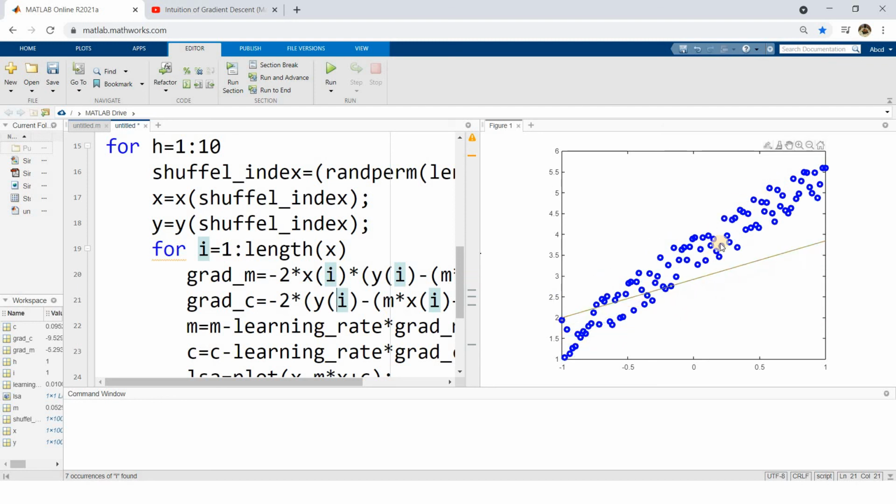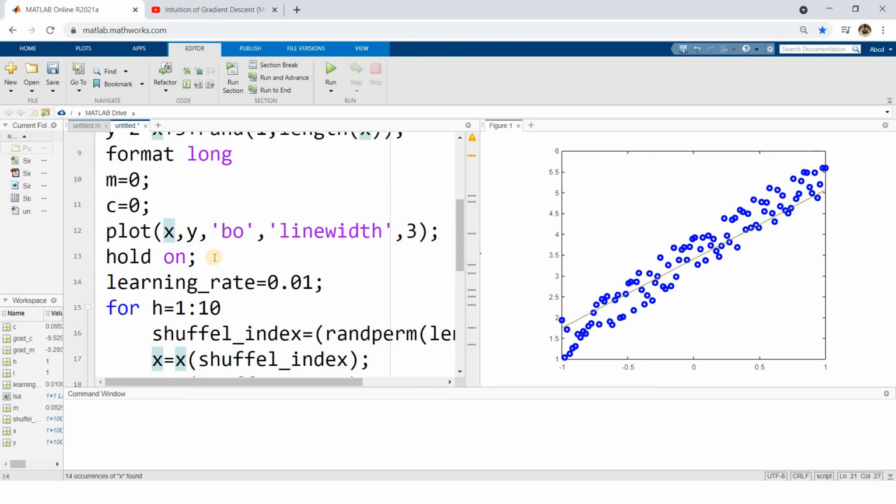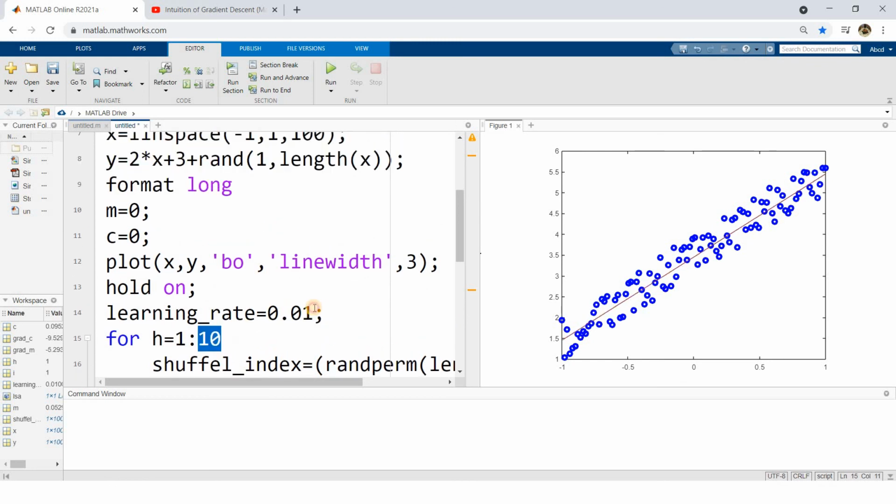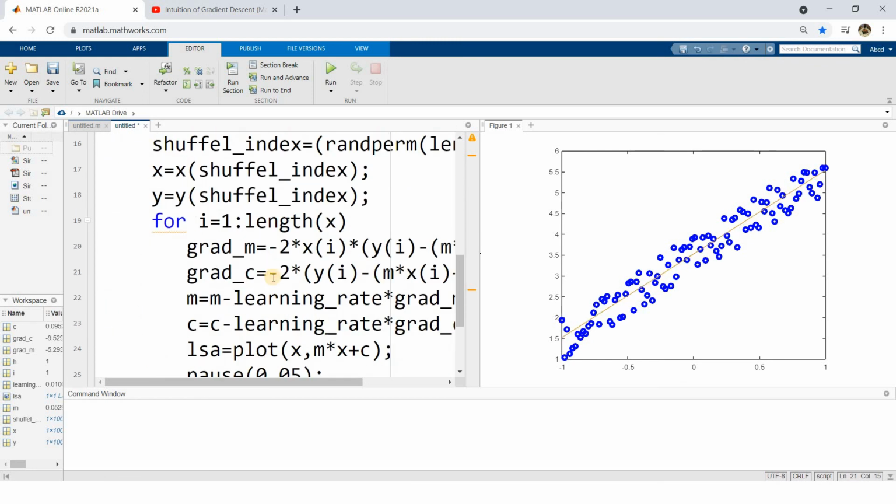So here, these are my actual data, and this is the line which we are getting each time using stochastic gradient descent. The slope should ideally be close to the value 2, and the intercept should be close to the value 3. But obviously, due to the introduction of this random noise, it will not be exactly 2 or 3. It might take some time, because epoch is 10 and data points are 100, so the loop will run 1000 times. This makes the overall process faster, and we get this advantage that it is faster.